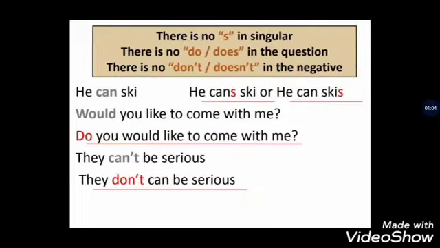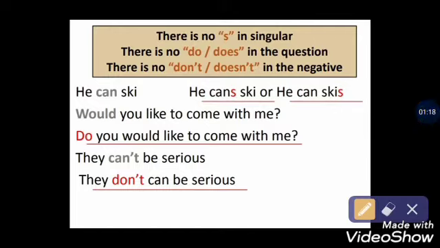And next, there is no s for the singular that we use in tenses, like with the first form we use s, but here we do not have to use s with singulars, okay? For example, he can ski. Here, he can ski is right, but if we write he can't ski or he cans ski, that's wrong, okay?